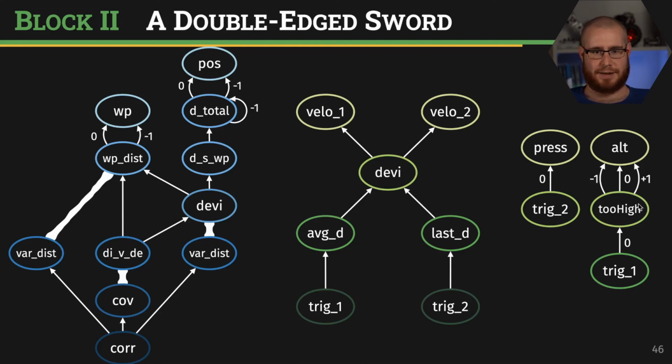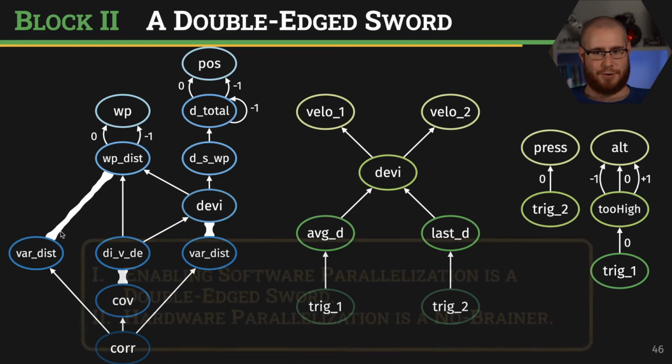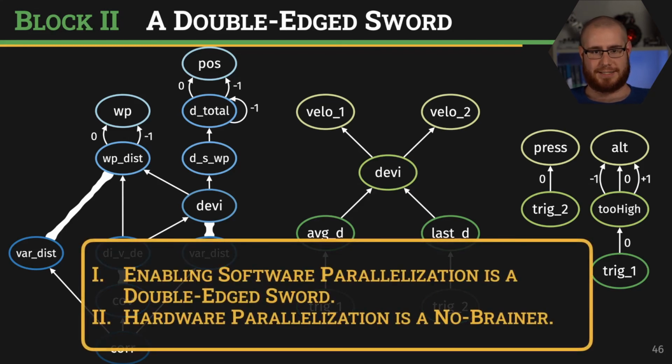So here we have to be a little careful. For different specifications like the Altidola specification before, where we have intense computations like sliding window computations, there it usually pays off to parallelize the computations. But for simple specifications, we have to be careful. So the takeaway here is that enabling software parallelization is a double-edged sword. We have to weigh our options. Hardware parallelization, on the other hand, is a no-brainer. We can just activate it and it's pretty much for free. So that's the main idea behind parallelization.